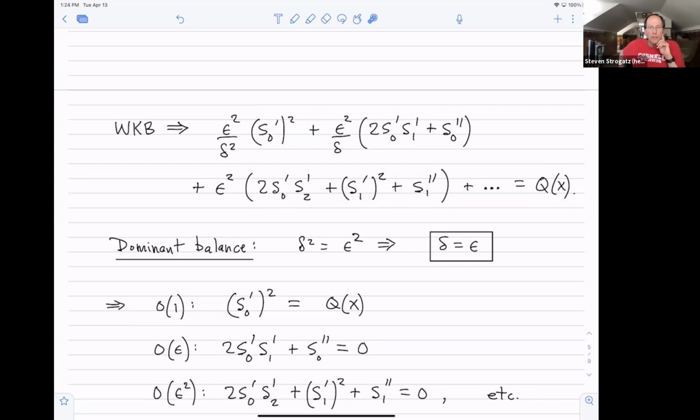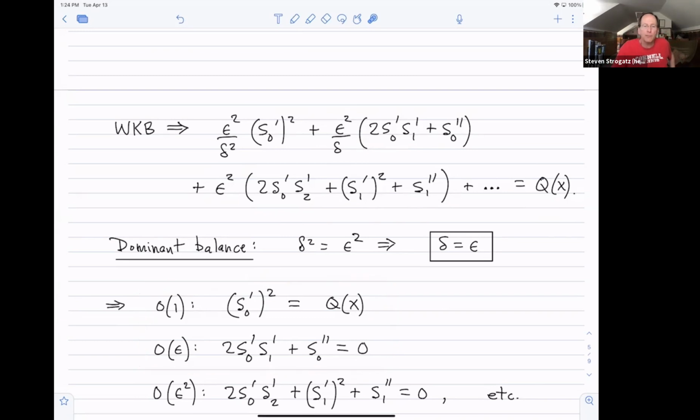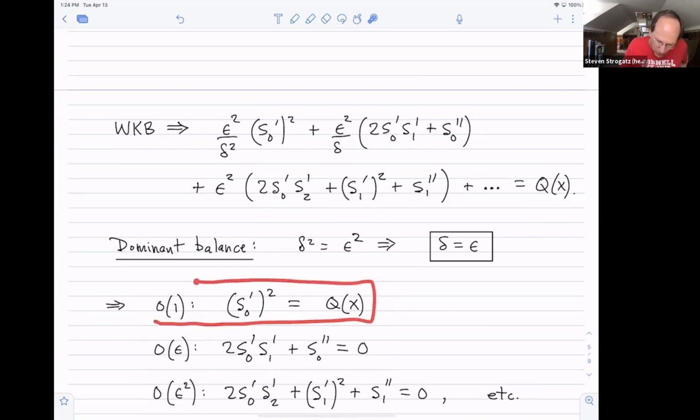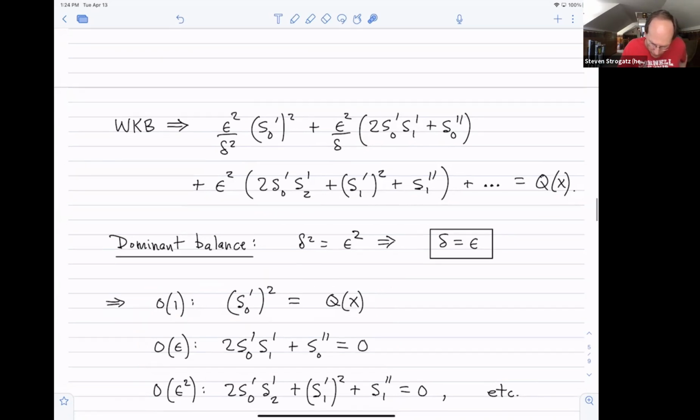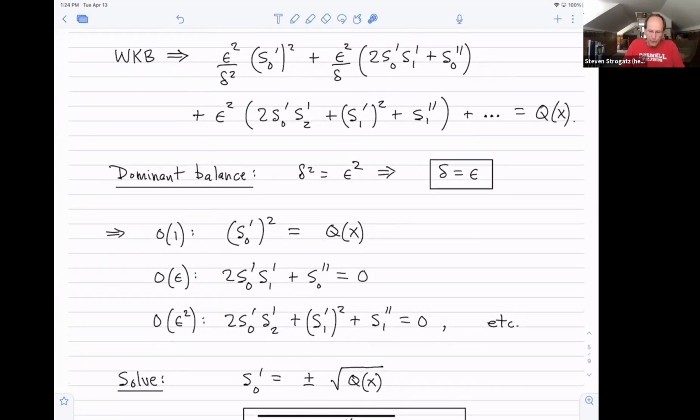I mean, you can do WKB theory to as many powers of epsilon as you feel like doing. What we're going to focus on is the lowest order approximation, which will be the order 1 and the order epsilon taken together. That'll be enough for our purpose today. So, okay, now I have to solve all of that stuff. And you can read off that this order 1 equation is not too hard. You just have to take the square root of it. And you get S0 prime is the square root of q.